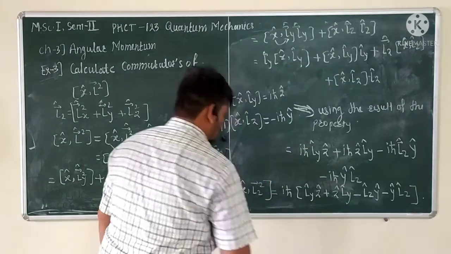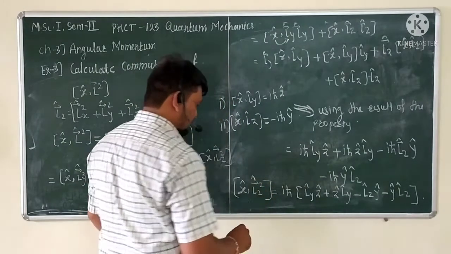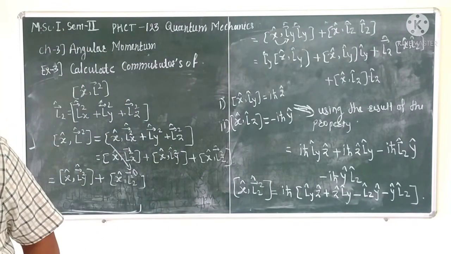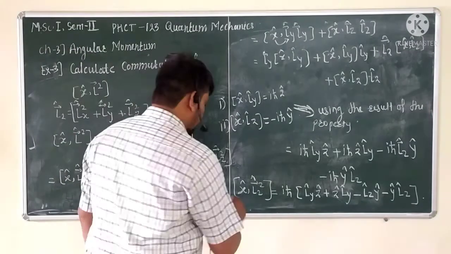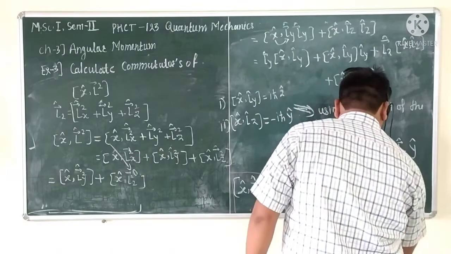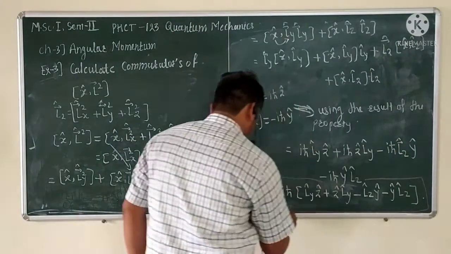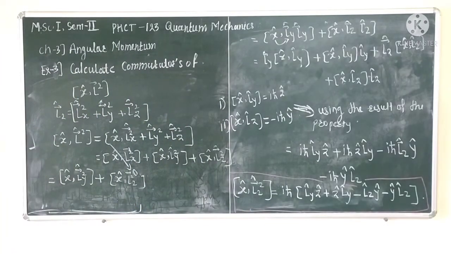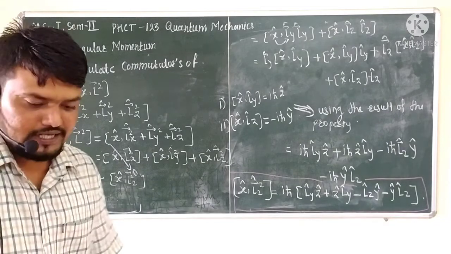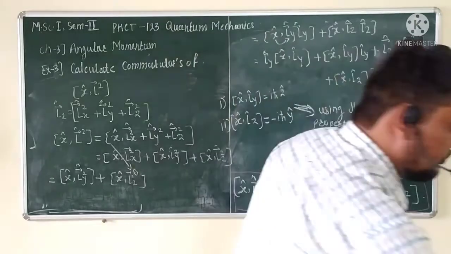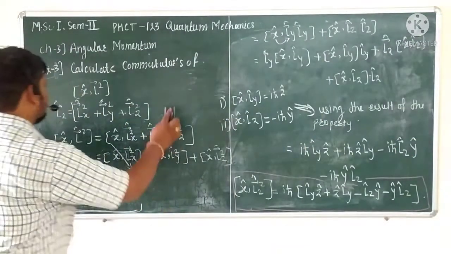So this is the commutator bracket solving of the angular momentum algebra of x cap comma L square. So this is your third identity. Now we want to see our next identity, which is px cap comma L square.